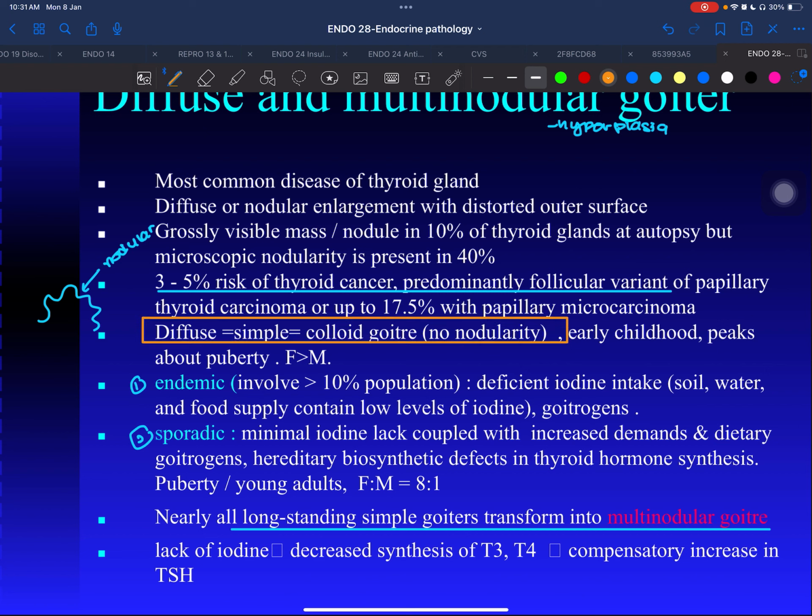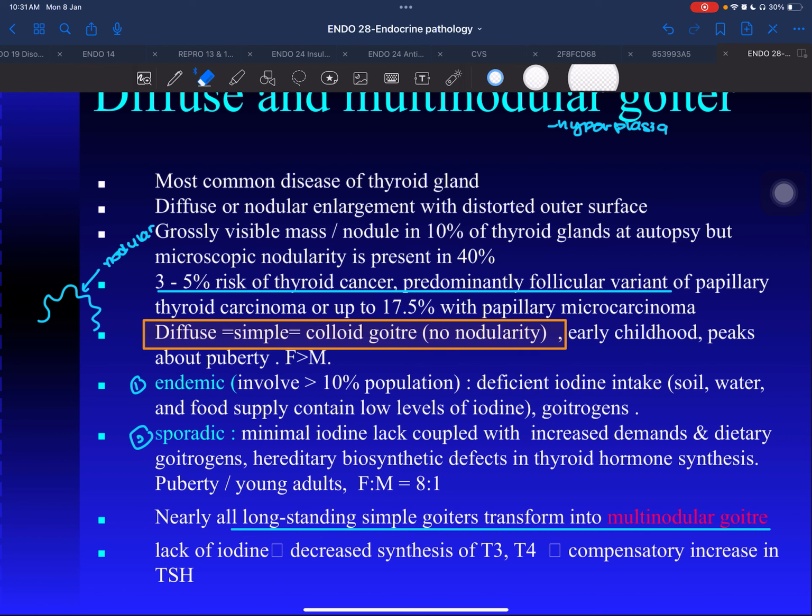Diffuse goiter is in early childhood, it peaks about puberty. Female again is more than males. And there are two types: one is endemic goiter, the other is sporadic goiter. Endemic is when many people in the population have it. It's more than 10% of the population. That's why we call it endemic.